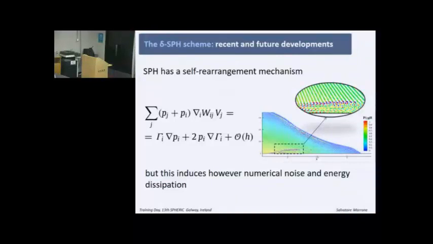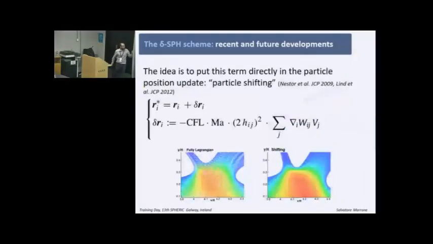Anyway, the standard SPH has this rearrangement mechanism, so we are happy because we never lose our regular distribution of particles, but we make small errors every time we rearrange particles. So the idea is to take that gradient of gamma and put it directly on the advection part, in the advection of the position. So whenever we update the position of the particle, we add a small, which has to be small, deviation that goes with the gradient of gamma. This is called the particle shifting.